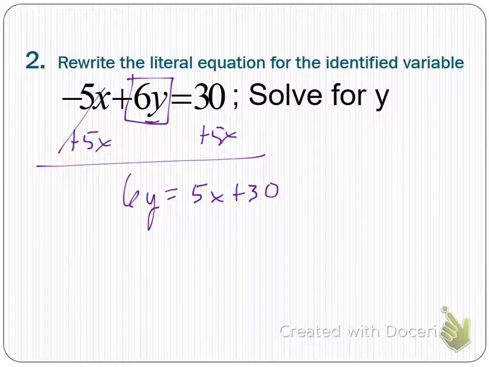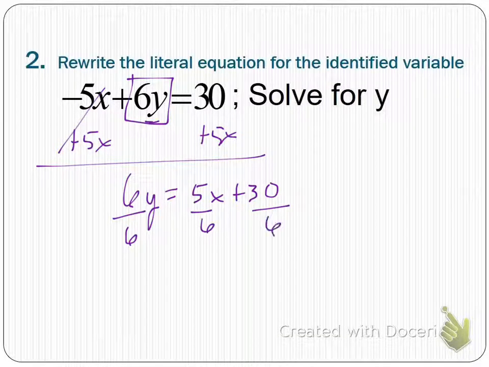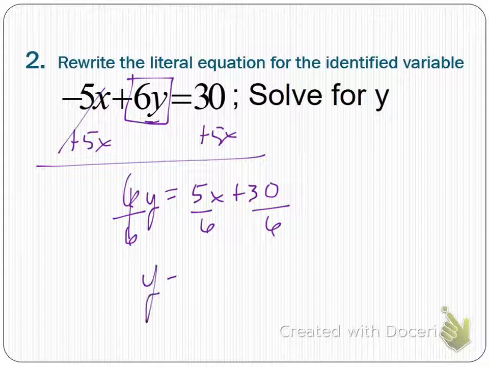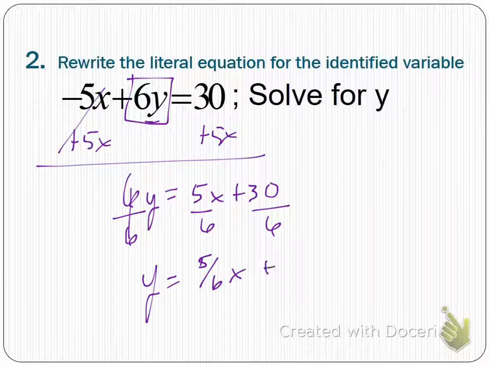And then we have to undo the multiplication here. We have to divide by 6. And now the 5 and the 6 won't divide, so we'll just leave it 5/6 x. 30 divided by 6 is 5. And now we're done. Okay? That's all you got to do.